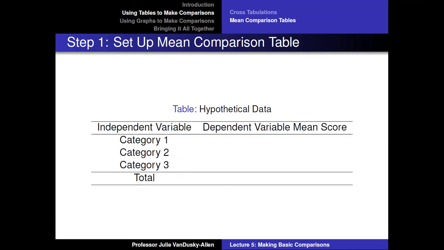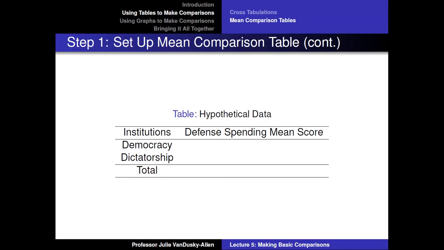To set up the mean comparison table, you put the independent variable name in the first column heading, then you put the independent variable category names in the row underneath it, then you add a total row at the bottom. Then you write the dependent variable name and the term mean score in the subsequent column heading. So in our example, since institutions was the independent variable, I put the term institutions in the first column heading. Then I wrote democracy and dictatorship in the next two rows underneath, as they are the categories of the independent variable. Then I made a total row at the bottom. Last, I placed the term defense spending mean score in the subsequent column heading.